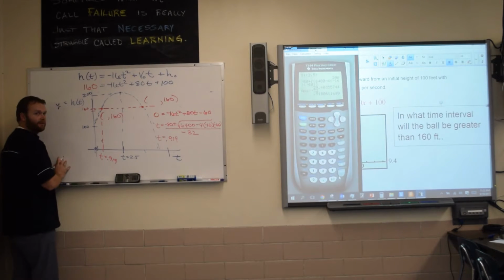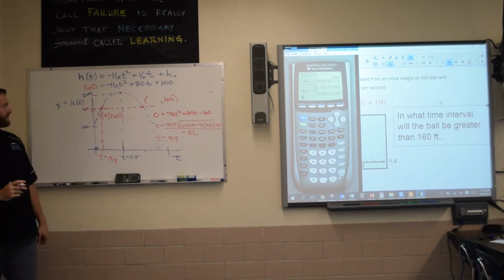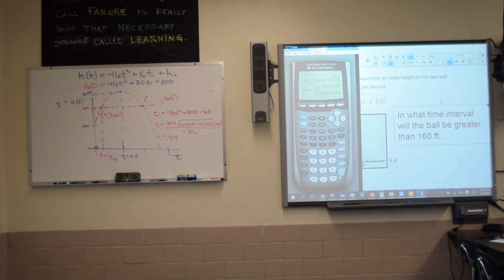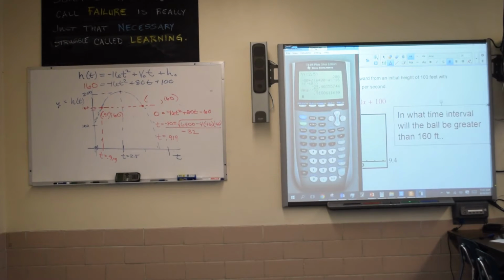That makes sense, everybody? I'm going to plug that ordered pair in. 0.919, 160 is now the time, h of t, that we're at 160. The next thing we have to do is find the other time value. Well, we've already done all the work, so use your calculator to help you efficiently. I've already typed all this stuff in, and really the only thing that needs to change is that plus becomes a minus, right?